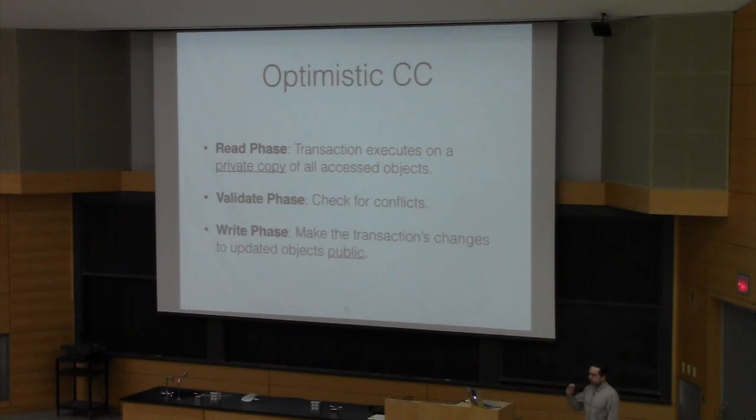Then, after we finish the read phase, in other words, once the transaction has made all of the changes that it's going to make to its private copy, we check to see if anything that the transaction did during its read phase conflicts with anything that has already been committed to the database. And then finally, we actually take all of those changes, all of those modifications, and we apply them to the database. You're all familiar with Git. This is essentially the Git push phase. Any questions on the high-level idea?